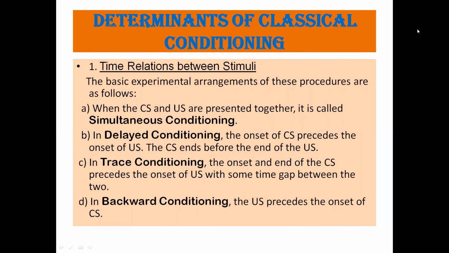Now we learn about the determinants of classical conditioning. Some of the factors which influence a conditioned response are described below. Number one, time relations between stimuli. The basic experimental arrangements of these procedures are as follows. When CS and US, that is conditioned stimulus and unconditioned stimulus, are presented together, it is called simultaneous conditioning. That is, the bell and the meat powder are presented together.